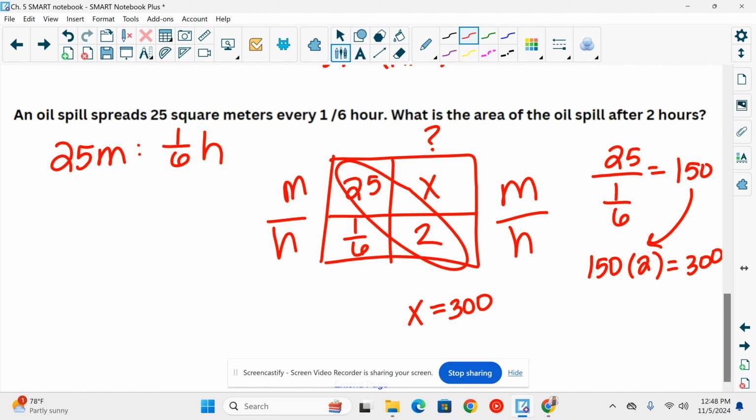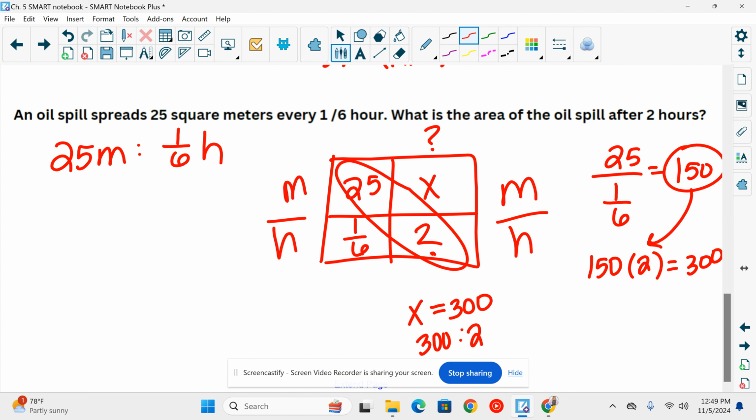Wait, what does that 300 represent? 300 what? 300 square meters. Alright, for every 300 per, not per hour, per 2 hours. Because your new ratio, this rate, would be 300 to 2. Your unit rate was 150 per hour.